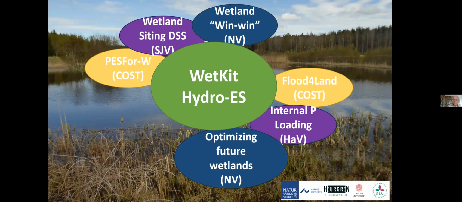And one of the things that I think is encouraging is we've got connections to two COST projects. So we're connected to the Flood for Land project, which is concerned with understanding the institutional arrangements that encourage people to flood their land so as to protect downstream land. And I think that could be very important for understanding the rationale for why one might put a wetland for hydrological functionality on one's land.